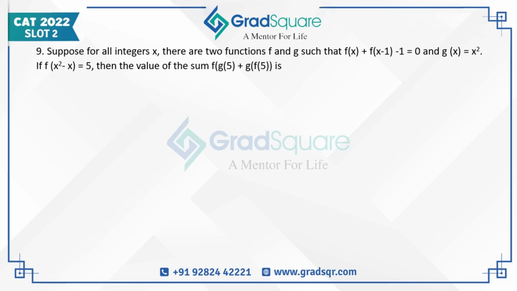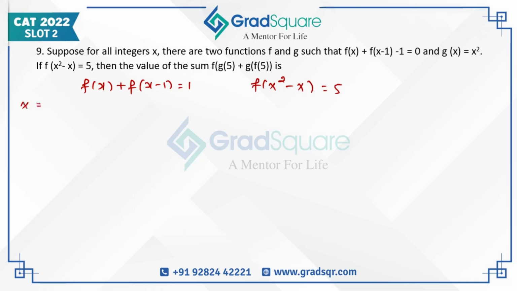So it's an iteration based question, so we are going to assume certain values for x and try to find out the pattern here. If the pattern is found, then what is required to be found can be easily done. So we have two relations, one that says f of x plus f of x minus 1 should be equal to 1, and the other relation that says f of x square minus x should be equal to 5.